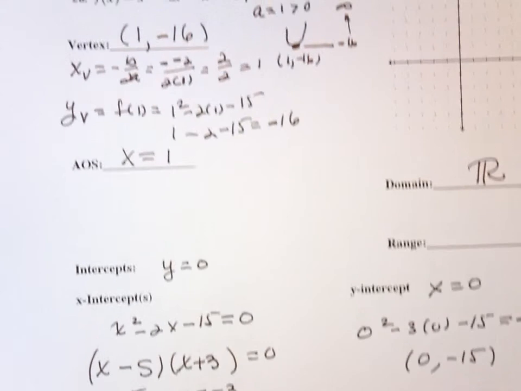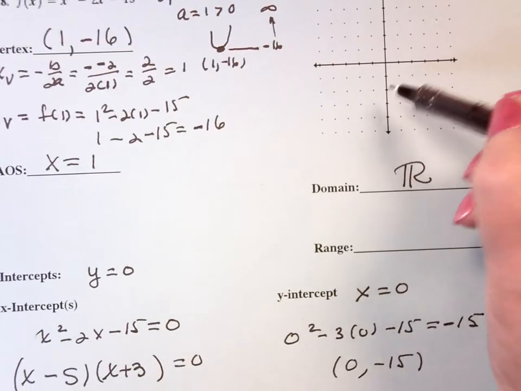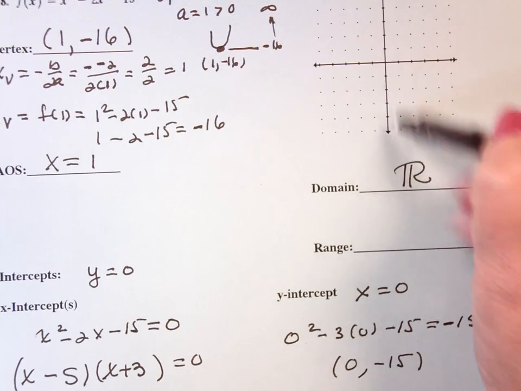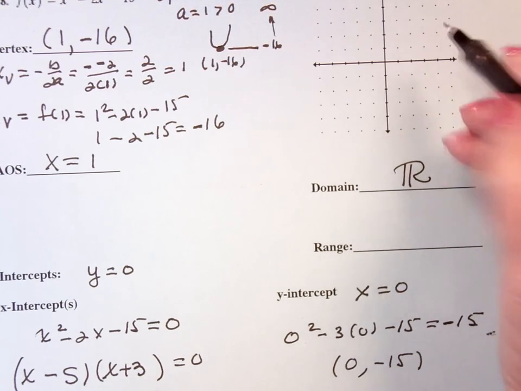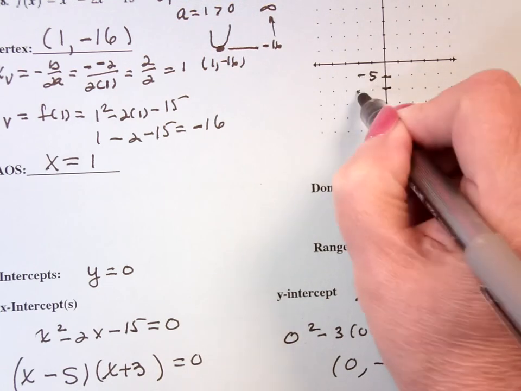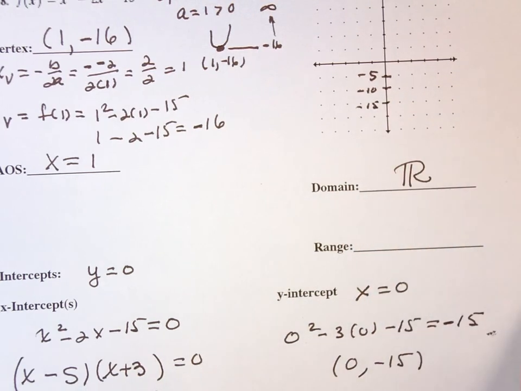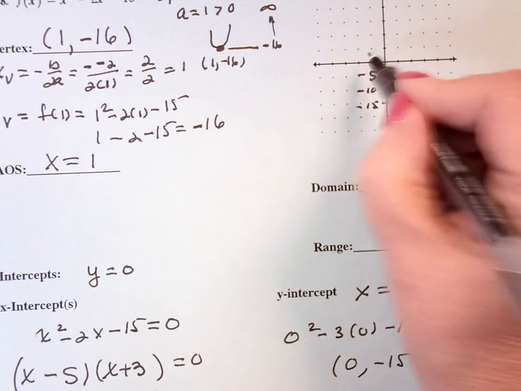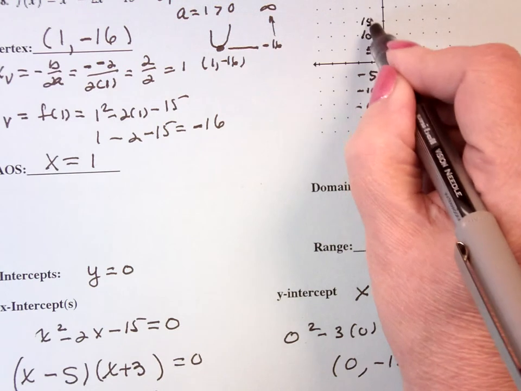But my graph paper doesn't look very friendly. If I were to count this as ones, this only goes down to 5. I need to go down to negative 16. So that means I need to scale my paper, and I'm going to scale my paper in 5s: 5, negative 5, negative 10, negative 15. I only have to do it on the y's because the x's will run between minus 5 and 5. So the x's will be fine. It's the y's that's the problem. So 5, 10, 15.